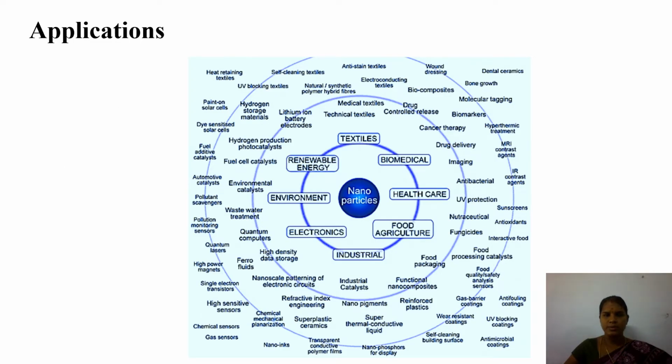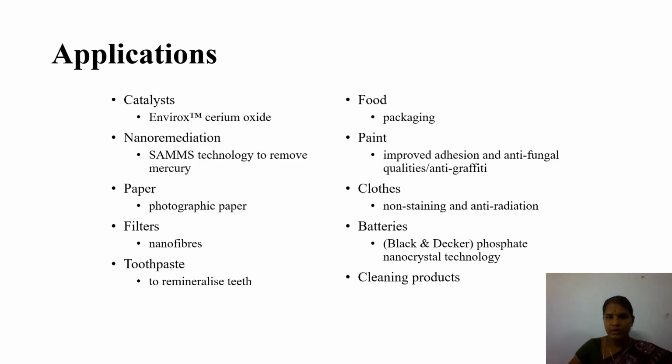Nanoparticles provide plenty of applications. This particular picture shows you a glimpse of applications of nanoparticles. Till now, by using nanotechnology, there are 800 known products available. Here, I have listed a few applications of nanomaterials. Nanomaterials are being used as catalysts, and in nanoremediation. In nanoremediation, SAMMS technology is used to remove mercury.